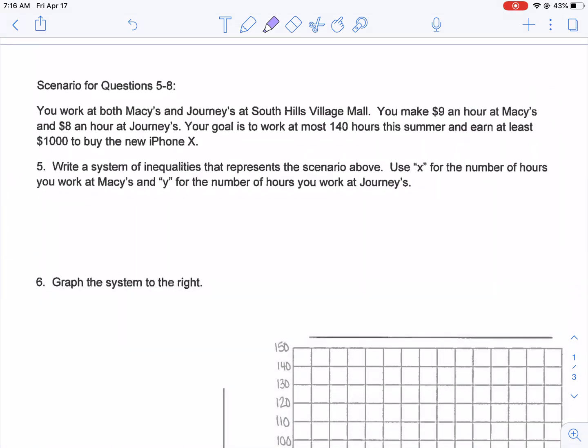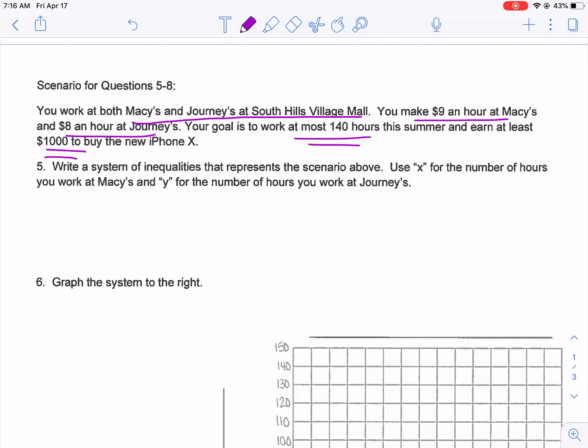All right, moving on to the word problem. You work both at Macy's and Journeys at South Hills Village Mall. You make $9 an hour at Macy's and $8 an hour at Journeys. Your goal is to work at most 140 hours this summer. Earn at least $1,000 to buy the new iPhone X.